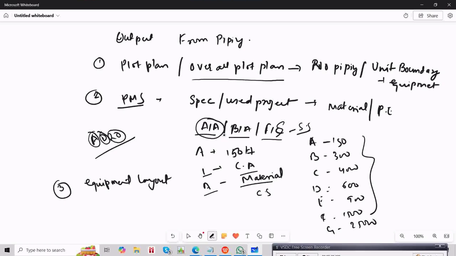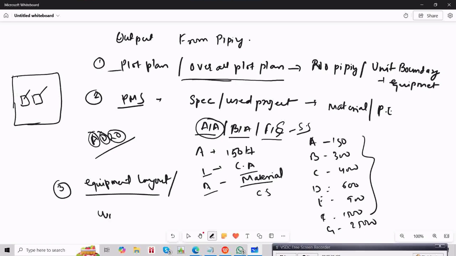Equipment layout. Now what is the difference between the overall plot plan and the equipment layout? In the overall plot plan, you will have the whole project area, the full project. But in the equipment layout, in this full project you have multiple units, and the equipment layout is for these units. Particularly, you can say this is the unit plot plan.